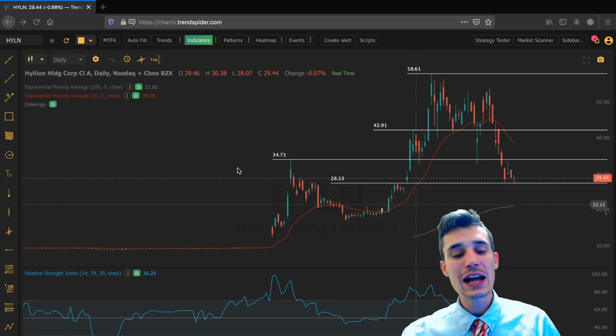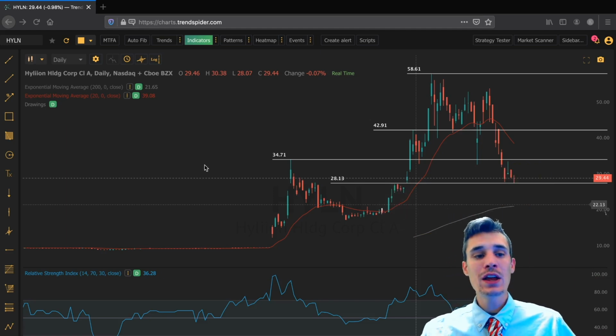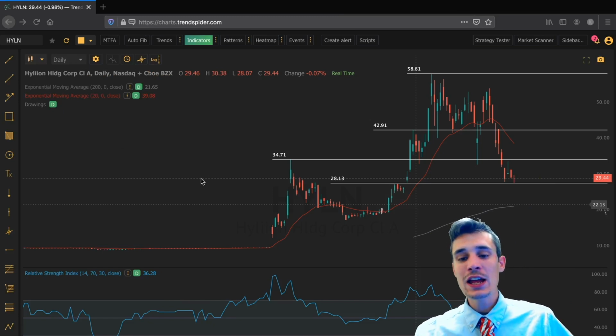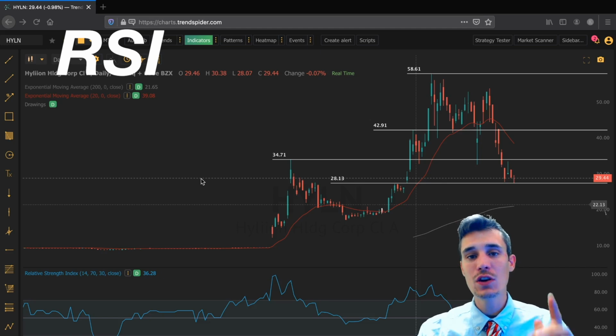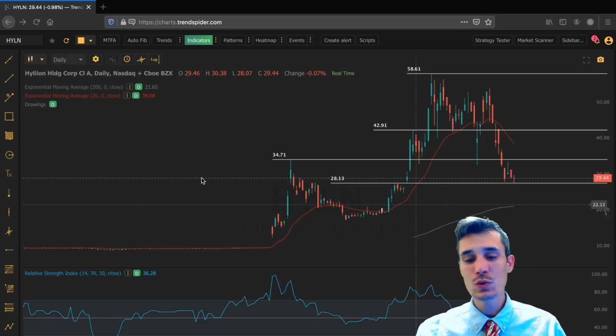All right, and the last indicator that I want to talk about that I use is the RSI. The relative strength index can tell you whether a stock is overbought, it's too extended, or if it's oversold, whether it's too extended to the downside and there may be a pop coming soon, a move back up.